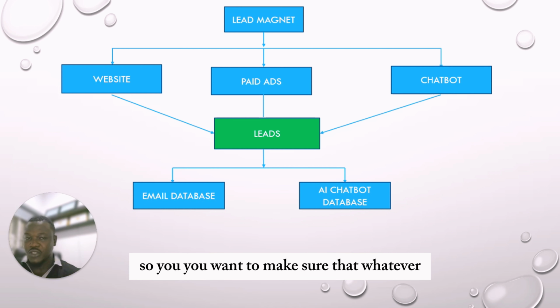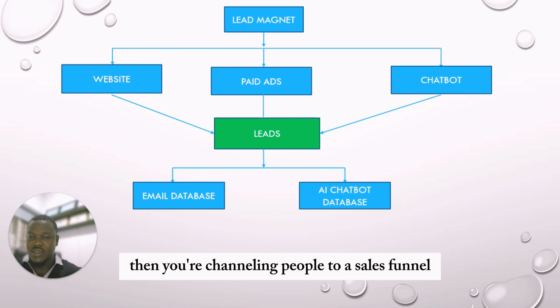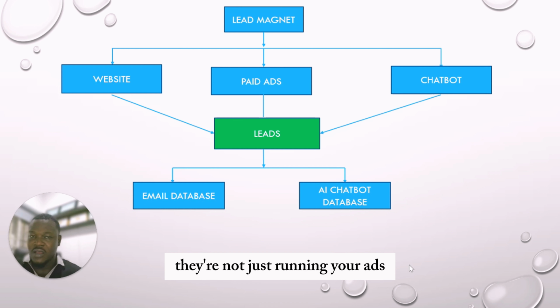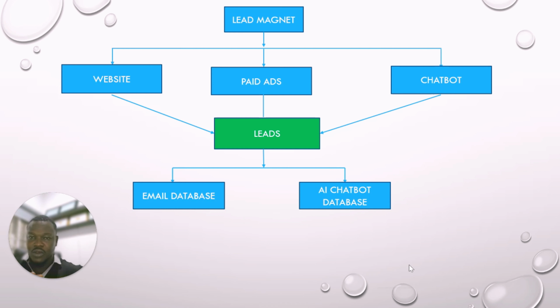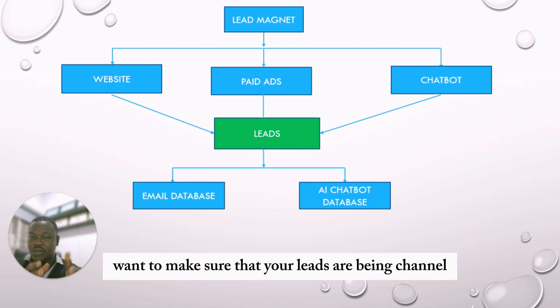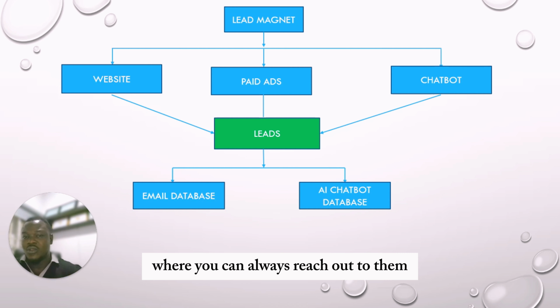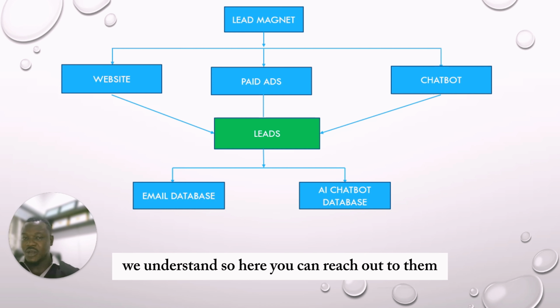So you want to make sure that whenever you're running your ads, you're channeling people to a sales funnel. You're not just running your ads. When you have a lead magnet and you spread it around and you're getting your leads, you want to make sure that your leads are being channeled to a database where you can always reach out to them. You understand?